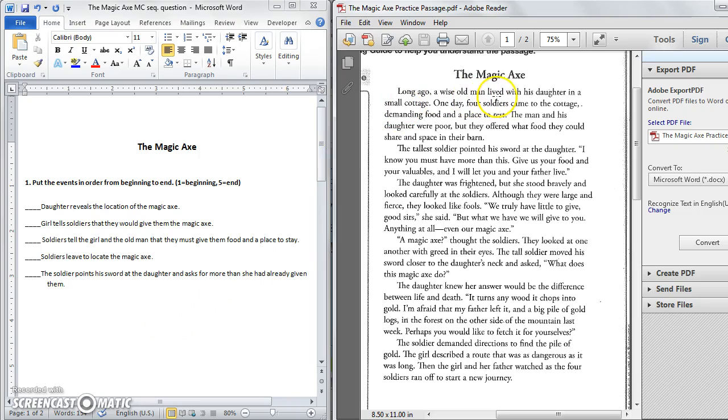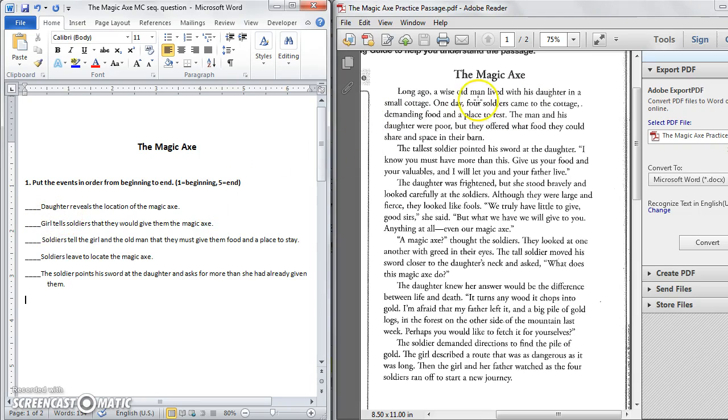Long ago, a wise old man lived with his daughter in a small cottage. Okay, so far that wasn't any of my events that I'm looking for. One day, 4 soldiers came to the cottage, demanding food and a place to rest. Well, I'm wondering, was that one of my events? I'll go back and check. Daughter reveals the location of the magic axe. Girl tells soldiers that they would give them the magic axe. Nope. Soldiers tell the girl and the old man that they must give them food and a place to stay. Oh, well, I think that is probably the first event. One day, 4 soldiers came to the cottage demanding food and a place to rest. So yes, that is our first event.